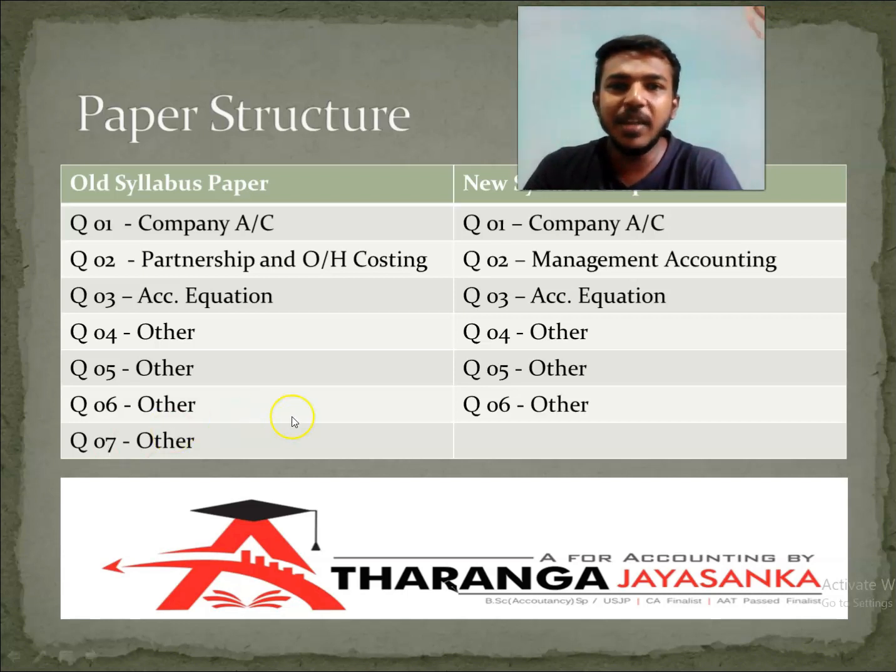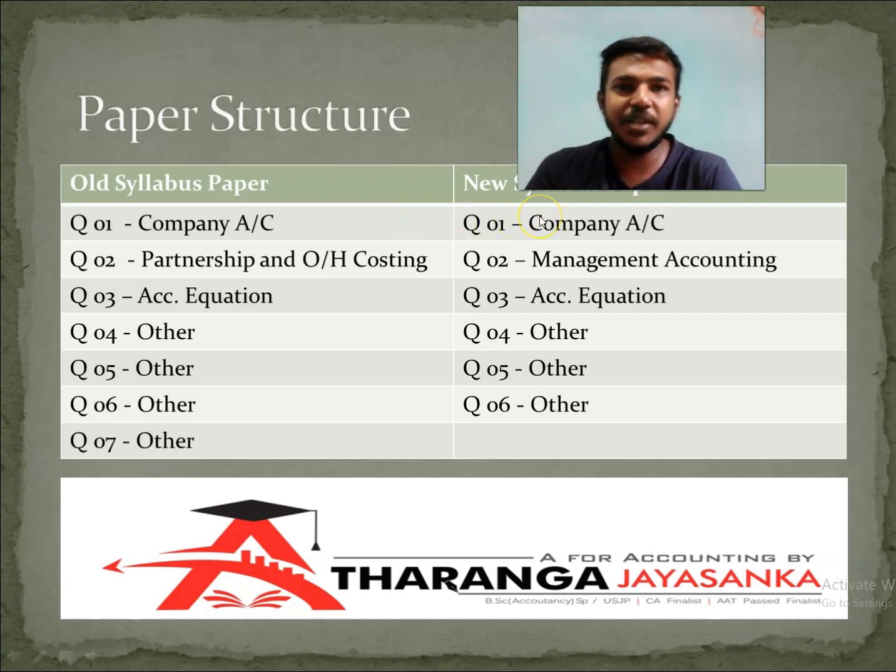But see, in the new syllabus paper, you will be getting 6 questions, but you have to answer only 5 questions. Right? So that's the main difference that I discussed in the previous slide also. Right? So this is one main difference here. In the old syllabus paper, they gave you 7 questions and you had to answer 6 questions. But now for you, they will give you only 6 questions and you have to answer only how many questions? 5 questions.